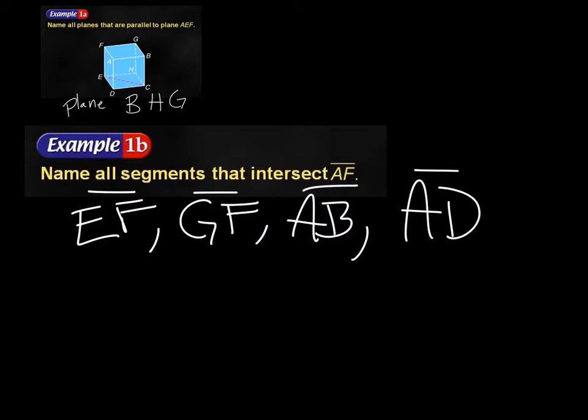Name all segments that intersect segment AF. Okay, AF is there on the top, so we're going to have the other two that intersect it from the top and the two that intersect it from the side. So we've got EF from the side, GF from the top, AB from the top, and AD from that left side.